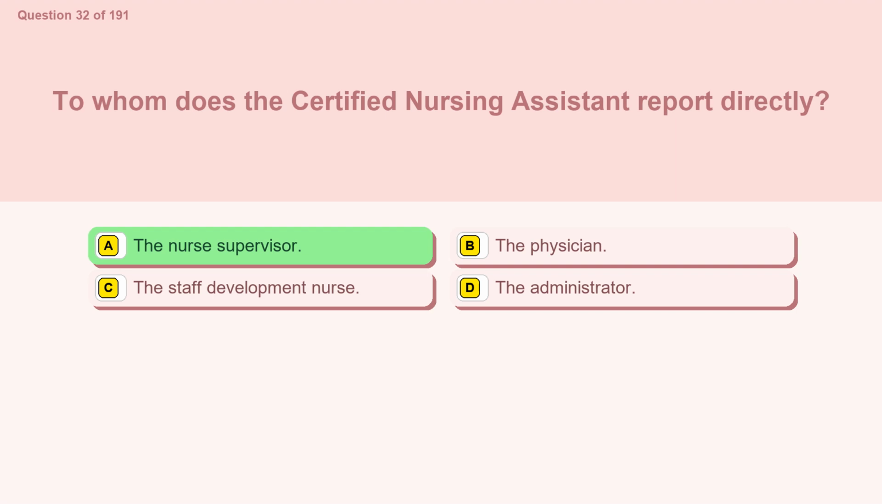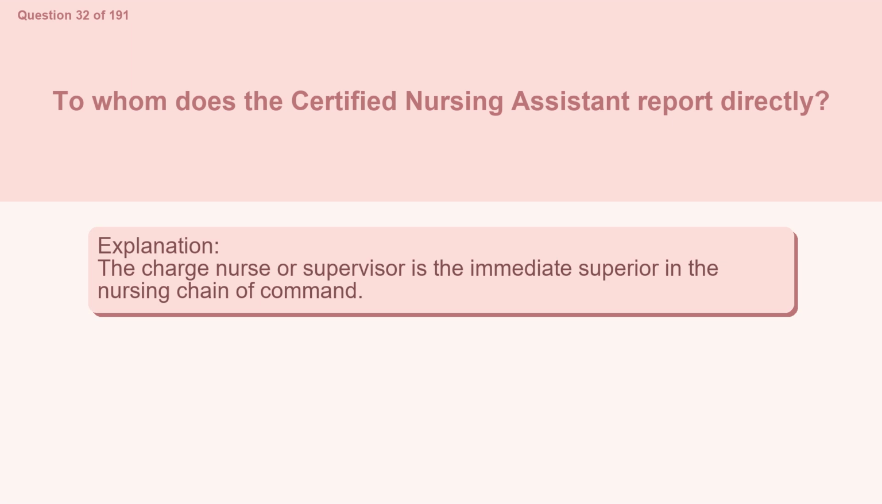The correct answer is option A. The nurse supervisor. The charge nurse or supervisor is the immediate superior in the nursing chain of command.